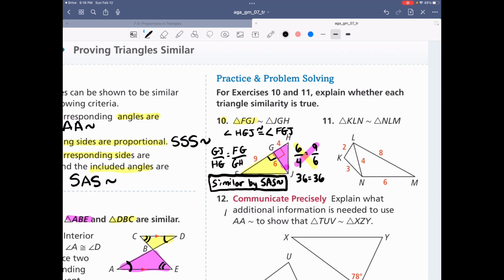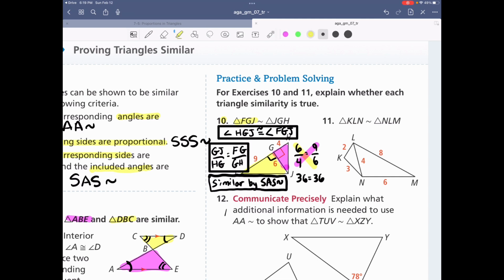So I want to see, can you tell me why they're similar? Not just are they similar, but why? And the reason was because we had two sides that were proportional, and we had an angle that was congruent. So they're similar by side angle side.